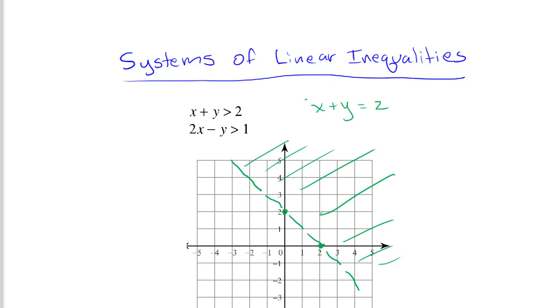Okay, well, let's try that for the second inequality. 2x minus y, and let's suppose for a moment it equals 1, so I can graph that. Again, I might plug in 0 for x to get y. y equals -1 in that case. So when x equals 0, y equals -1. And I can plug in 0 for y to get my x-intercept. So 2x equals 1. x will equal 1/2 when y equals 0.